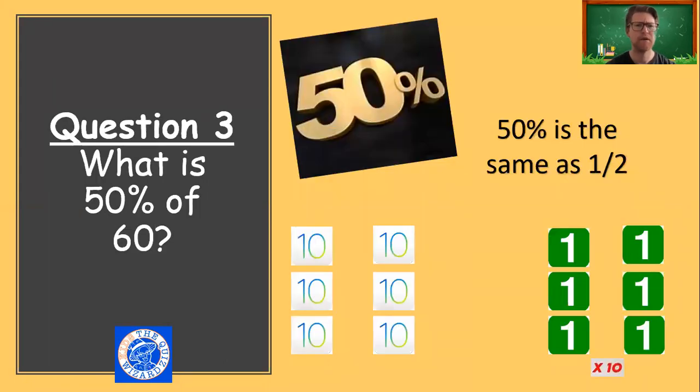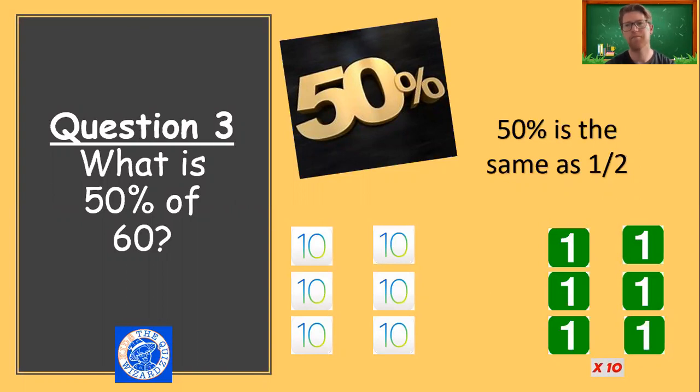Okay, this one here. What is 50% of 60? So there's various different ways of working this out. If you want to work it out as a percentage, what you can do is divide 60 into 100 and then times it by 50, okay, to get the number of parts.